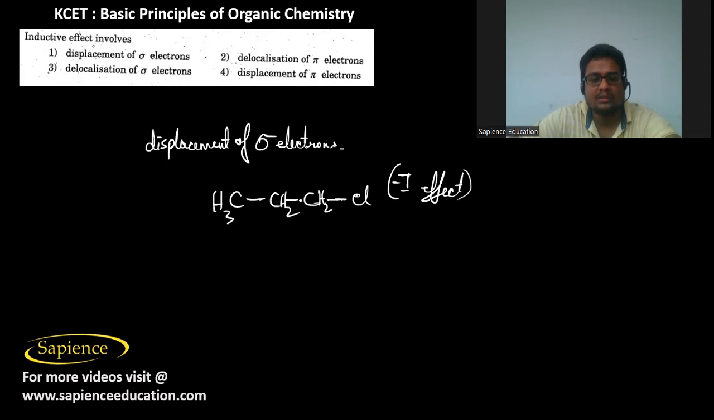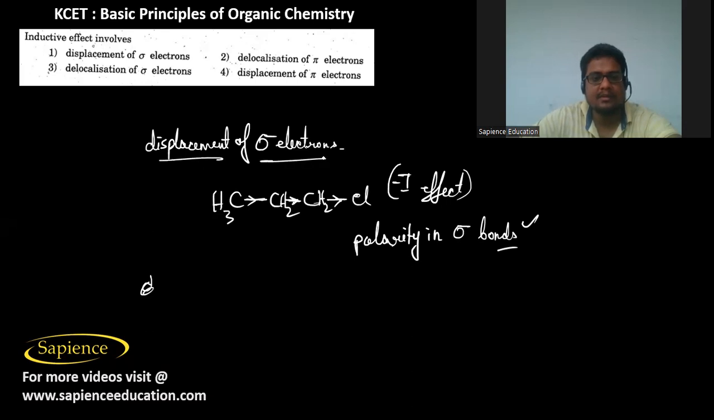So throughout these sigma bonds, it will attract the sigma electrons towards itself, and it will cause a polarity in the sigma bonds. So this inductive effect means there is a displacement of sigma electrons. So option 1 is the correct answer.